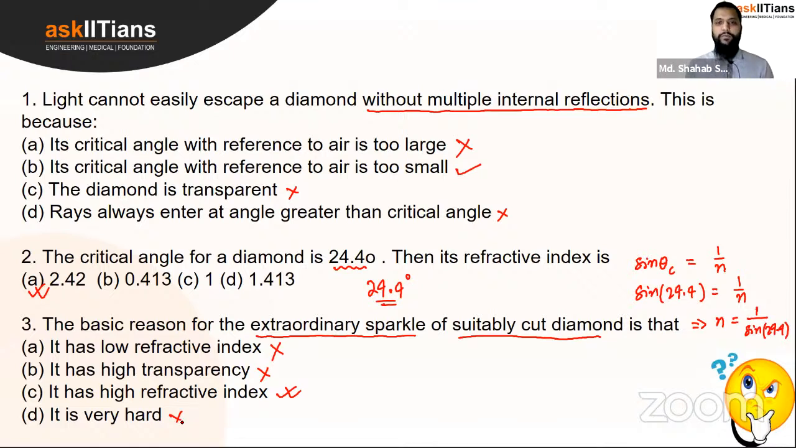Yeah. So high refractive index, less requirement of critical angle. So when you cut the diamond, you will make sure that all the angles of incidence at any part of the diamond should be more than the critical angle. This is how you cut the diamond. Okay. Next.